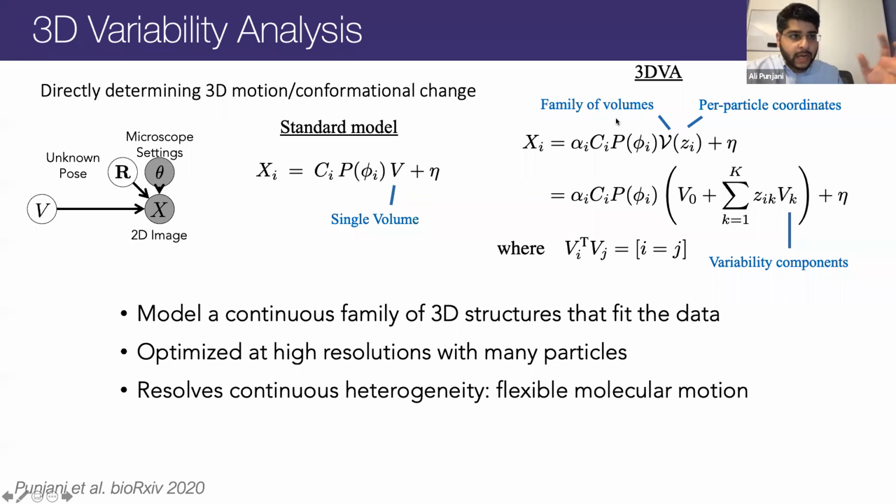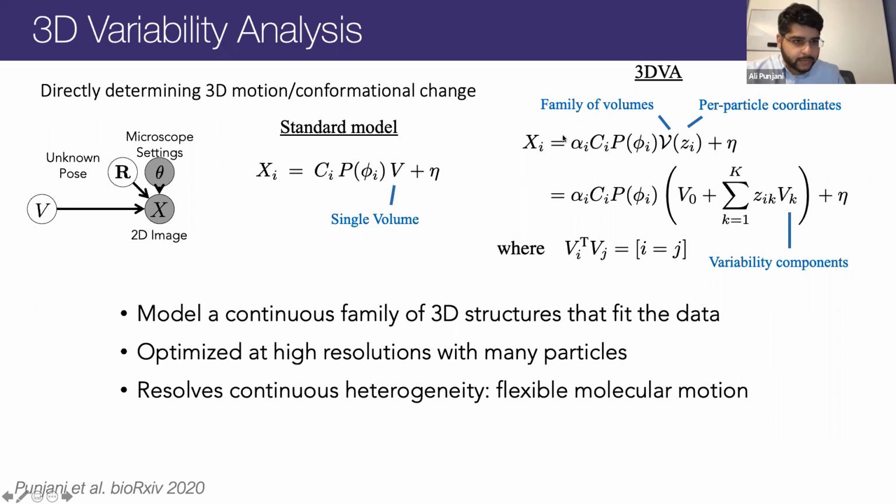We also don't actually know the family of volumes. That's exactly what we're trying to find out when we're solving a heterogeneous problem. Other than that, the model is more or less the same. We project the structure that comes out of the family after picking the right member based on the coordinate Z. We project that based on some poses that, again, we assume we know, corrupted by the CTF, and then we can scale that by some unknown scale factor.